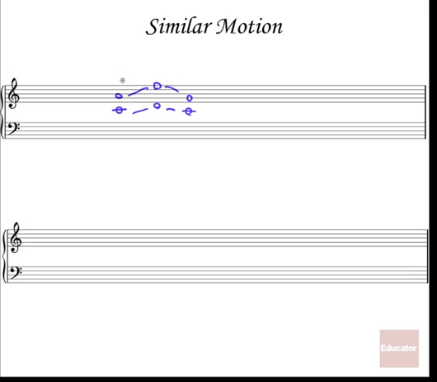Let's look at one more example of that. Or actually, let's contrast this. So we've got similar motion when the voices are moving in the same direction, different interval.